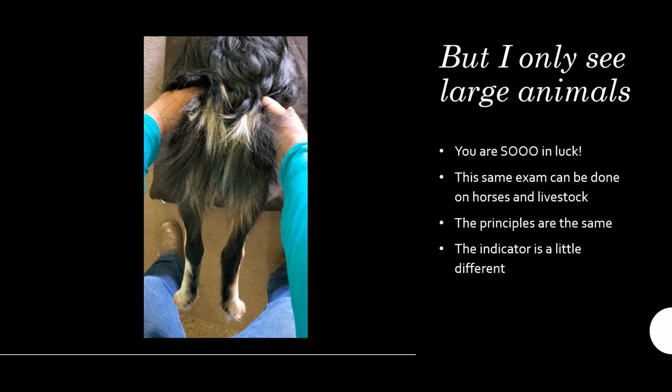What if I only see large animals? Even as a chiropractor, maybe the only animals in your life are cows and sheep. As veterinarians, if you're only seeing large animals, you are so in luck. This same exam can be done on horses and livestock. It's a little more difficult to get their hind end up off the ground, so we use a slightly different indicator, but the principles behind the adjustment are the same.